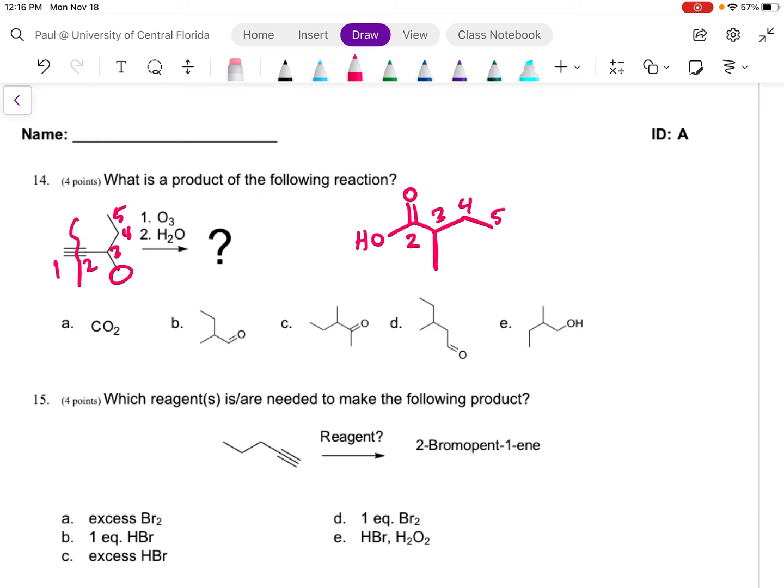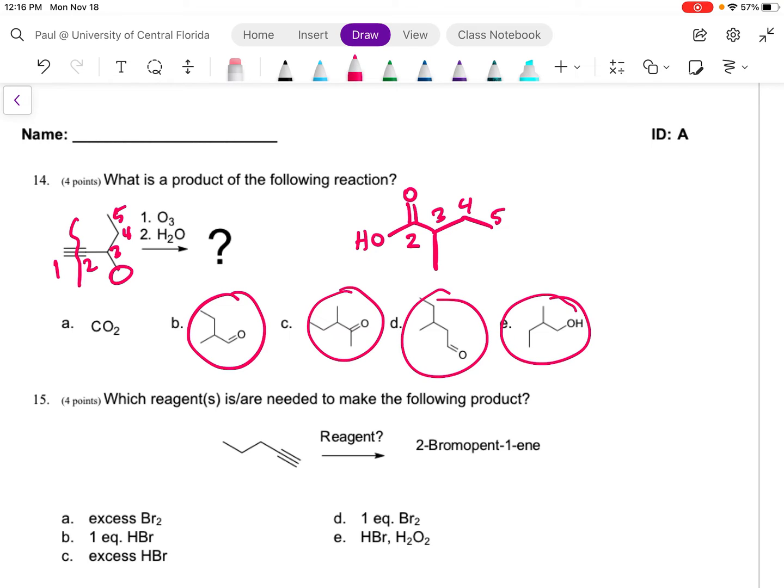And then when you look at the answer choices, alcohol, aldehyde, ketone, aldehyde. None of those work. So the only option here is CO2. But understanding that a little bit better, we see this carbon right here, carbon 1. Carbon 1 is a product, and that turns into CO2. So those terminal alkynes, when treated with ozonolysis, you have a carboxylic acid product and a CO2 product. So that's the only possible answer for that question.